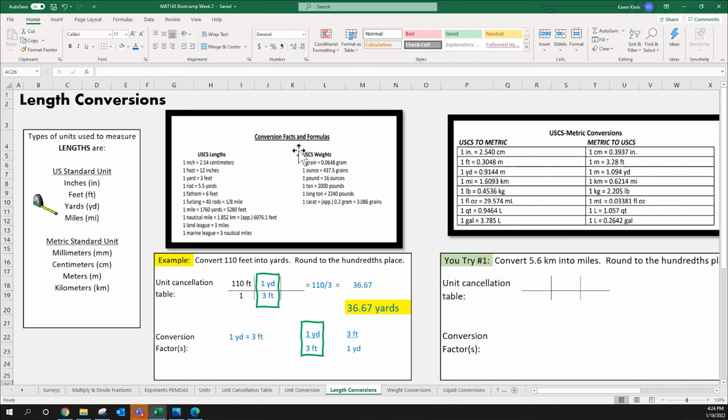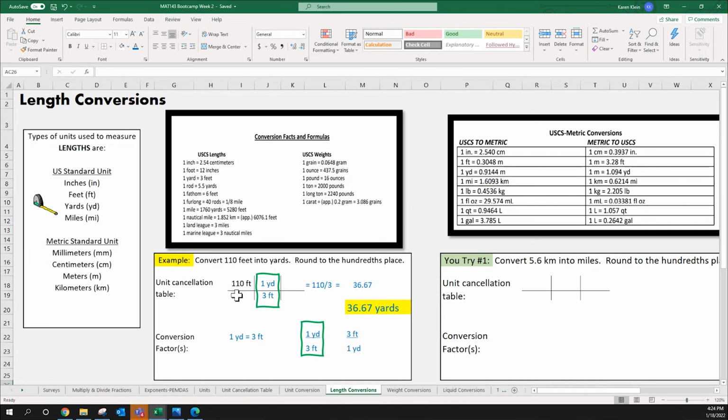Here I have extracted the tables that relate to lengths. We have the lengths over here, and then we also have some lengths over here dealing with the metric system. In my first example, it says convert 110 feet into yards. If I'm going to convert feet into yards, I have to find its conversion factor, and that is 1 yard is equivalent to 3 feet. I see it right here. So I just wrote it out, and then I expressed it as 2 different fractions.